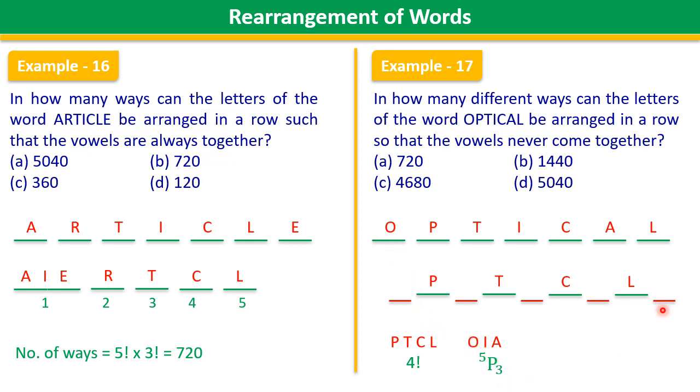Why 5P3? Because out of 5 places, as I showed you here, I have to select any 3 places, which can be done in 5C3 ways, and out of the selected 3 places, 3 vowels can be arranged in 3 factorial ways. Hence, selection and arrangement, that's why permutation, 5P3. So the total number of ways will be 4 factorial multiplied by 5P3, which is equal to 1440 words.